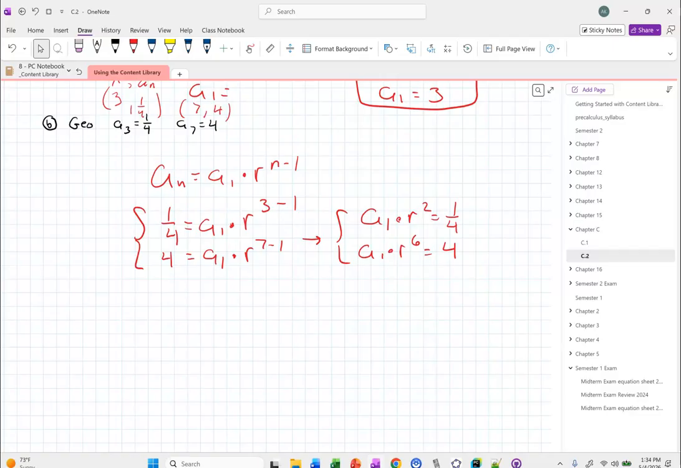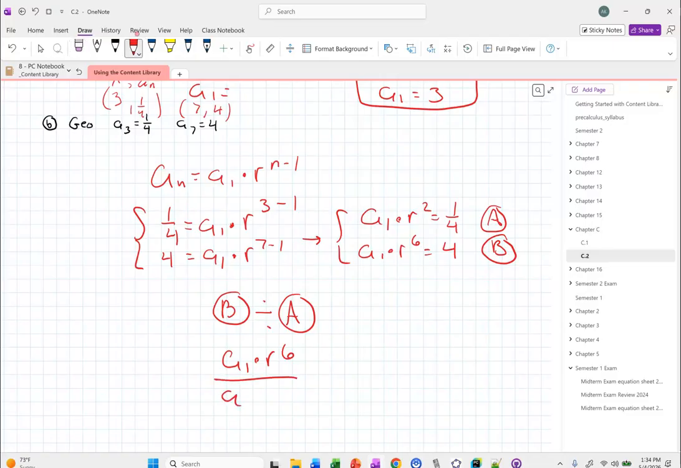Okay? So I'm going to refer to these as equation A and equation B, just so I have a way of describing them in the notes. What I'm going to do is take one equation and divide it by the other equation. What I think makes things easiest is to pick the equation with the biggest exponent and then divide it by the other equation. So equation B is to the 6th power, equation A is to the 2nd power. So I'm going to do equation B divided by equation A.